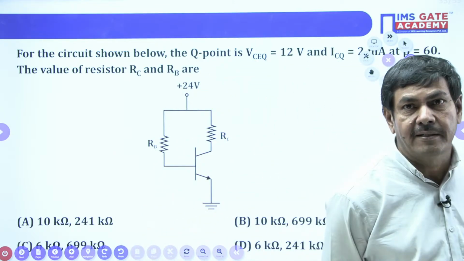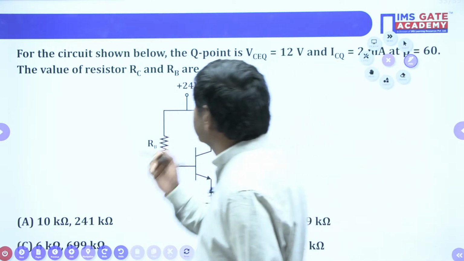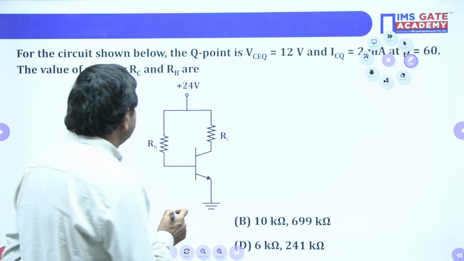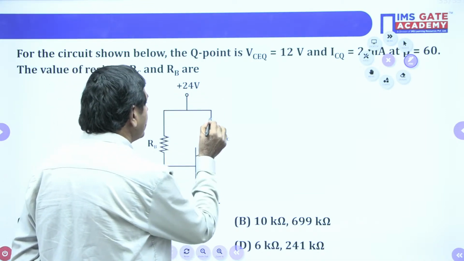How we can find them is more important. How can we find RB and RC in the problem? You watch it. When the supply voltage of 20 volts is given, the current is going to flow this side.